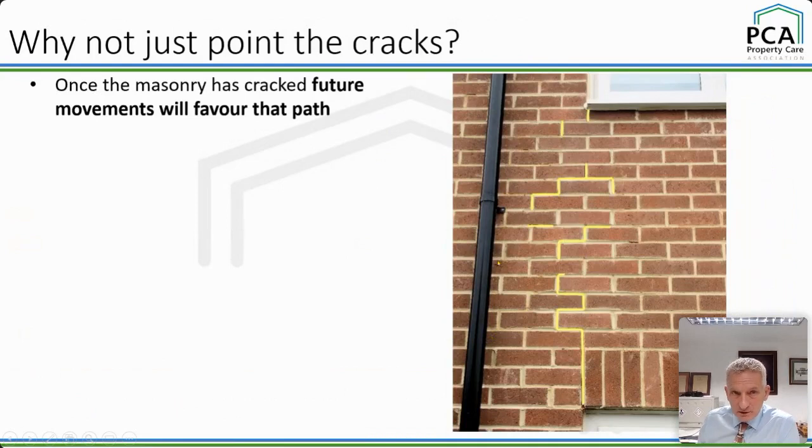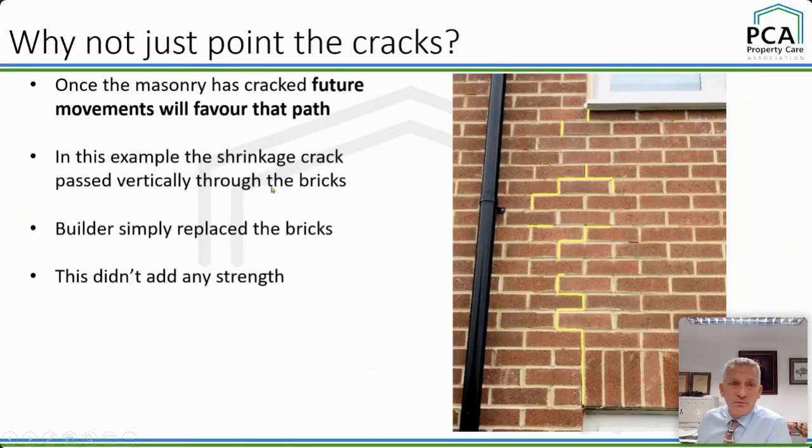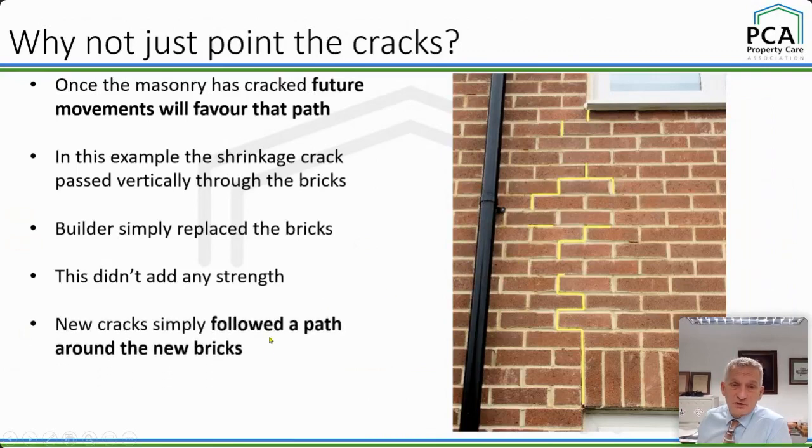So the builder basically replaced the bricks that had cracked and didn't do any crack stitching or anything else. And of course, it's not resolved the issue because the movement joints were defective. And even if there were no movement joints, it's not resolved the issue because the wall has no longer got the continuity we want, that homogeneous panel that we want. So any movement, however slight, will favour the original crack position, and it's just cracked around. I've covered them with yellow to mark them, if you want to see them, but it's just cracked right around the repair. So he replaced the bricks, it didn't add any strength, and the new cracks just followed the old one.